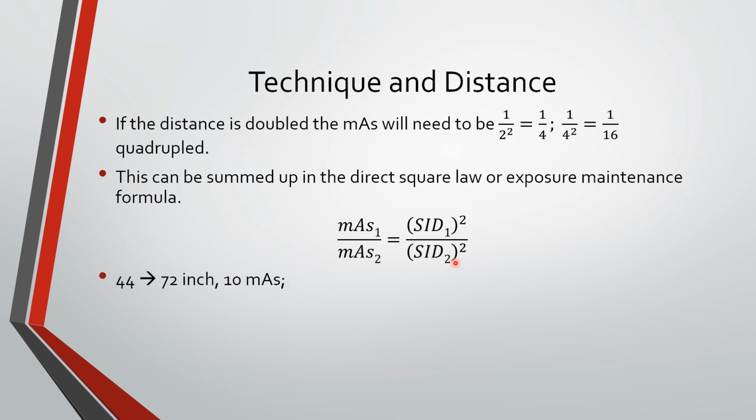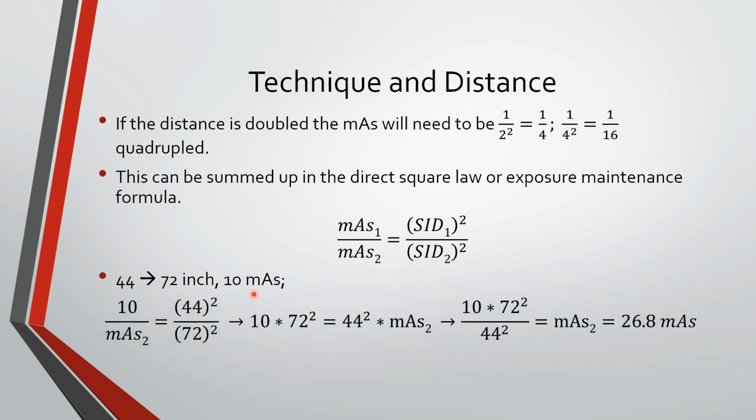So if we go from 44 to 72 inches, as a real life example, because these are the distances we would use, we'll label distance 1 as 44, distance 2 as 72, and mass 1 as 10 mA. So what mass do we need to use if we go to 72 inches from 44 inches, and 10 mass was an acceptable exposure?